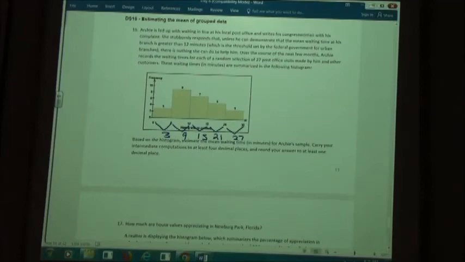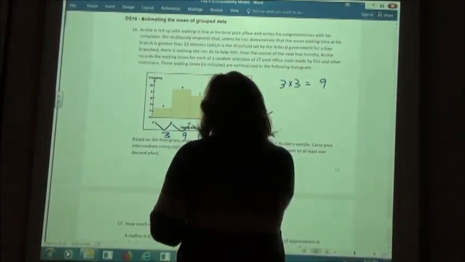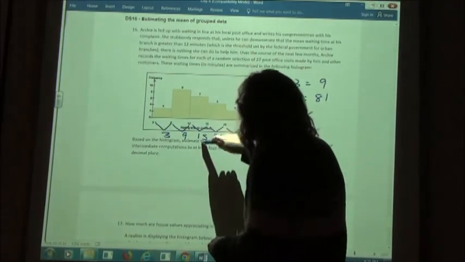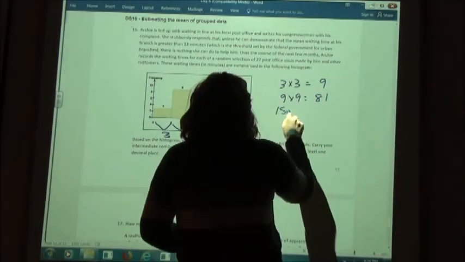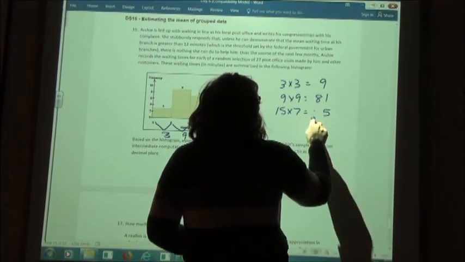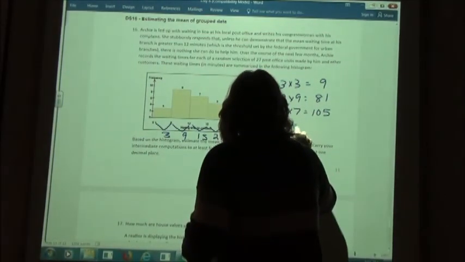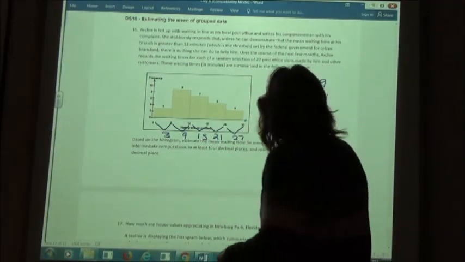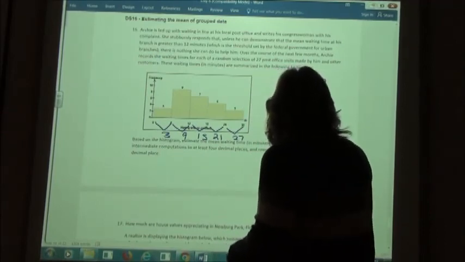Now we're going to use the midpoints and multiply each by its frequency, like we did with our weighted mean table. So we're going to take 3 times 3, which we know is 9. We're going to take 9 times 9, which we know is 81. We're going to take 15 times 7. What's 15 times 7? 5, carry my 3, 105. Then we're going to do our 21 times 5, so that would be 105 again. And then we're going to do our 27 times 3, which is 81.